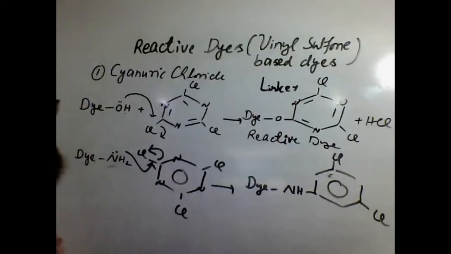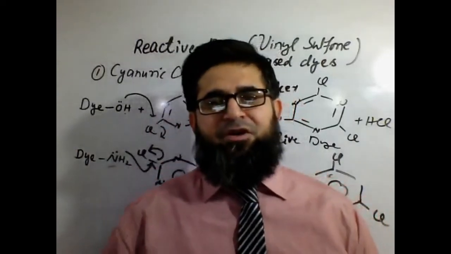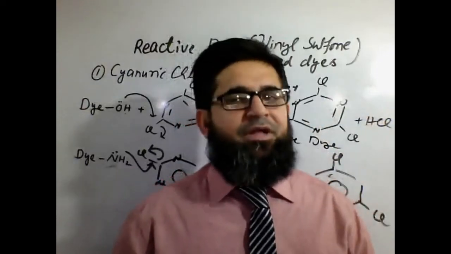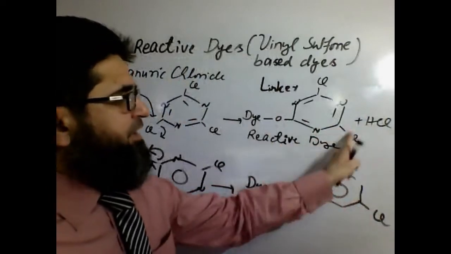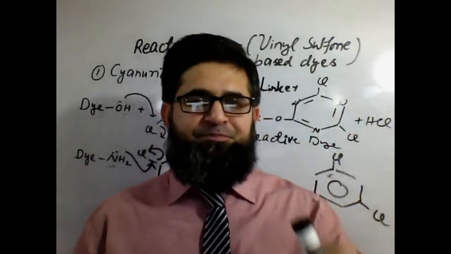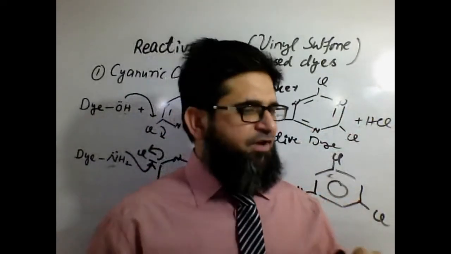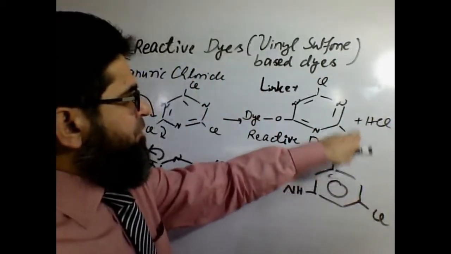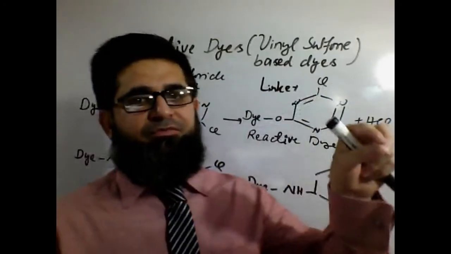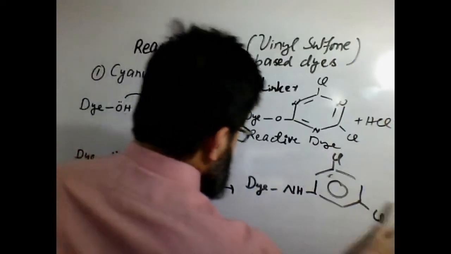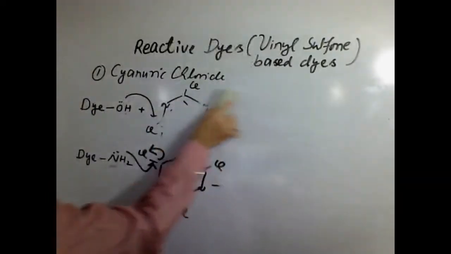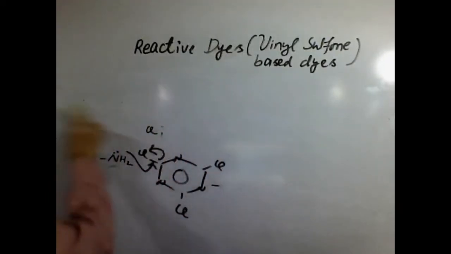I explained it in a bit comprehensive detail in one of my lectures on reactive dyes, where I explained the reaction of this resultant reactive dye with the cellulosic fiber, and how the permanent bond has been developed between the chloro groups of the cyanuric chloride and the hydroxyl group of the cellulosic fiber. So today I'm going to discuss class number 2 of the reactive dyes, that is, reactive dyes based on vinyl sulfones.